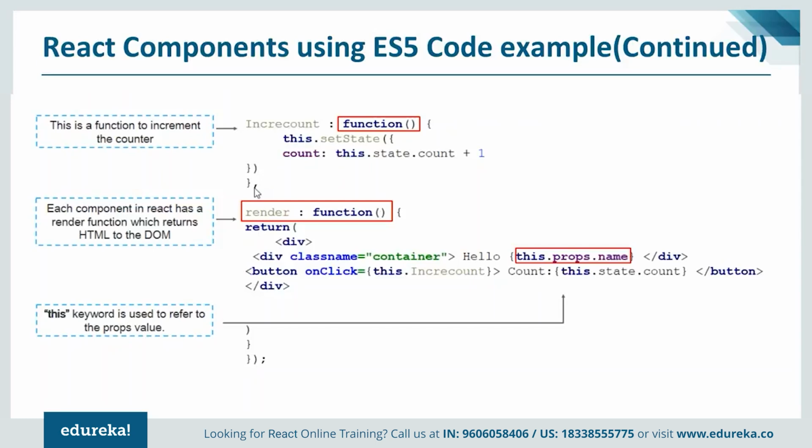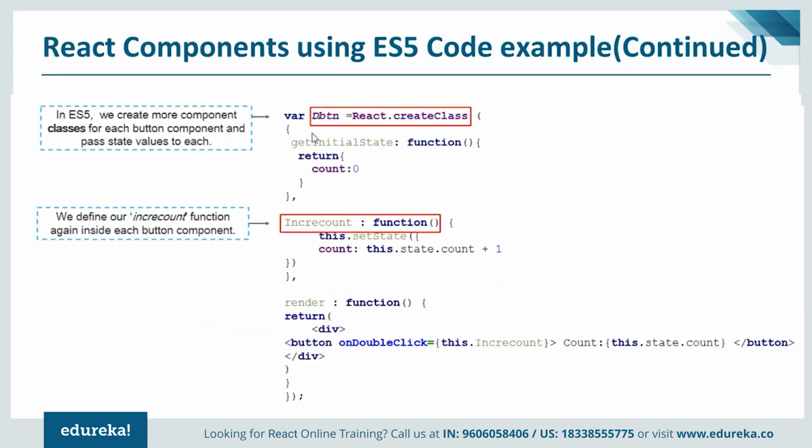Each component in React has a render function which returns the HTML to the DOM. I repeat, each component means every component, whatever components you are declaring in your React.js code, needs to have a render function. A minimum of one function should be there, and all the other functions need to be separated by a comma. Then the this keyword is used to refer to the props value. If I have a props value which I'm passing to a component, then this keyword is used to refer to that prop value. So this.props.name will be used to refer to the props value.